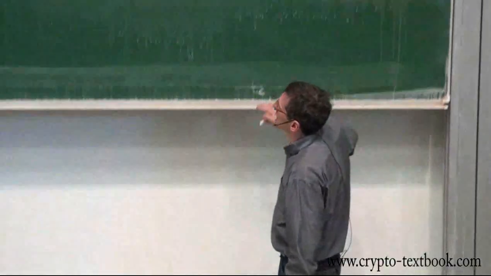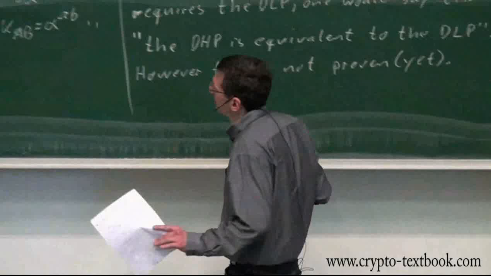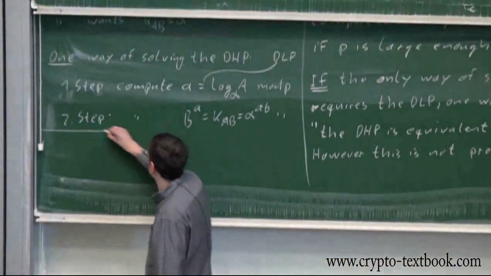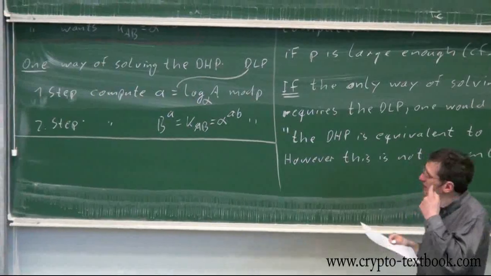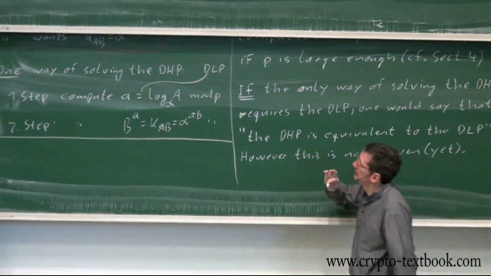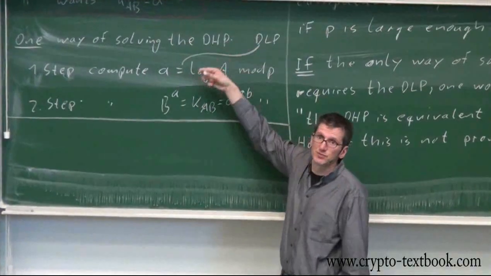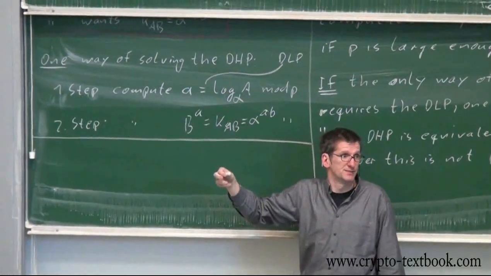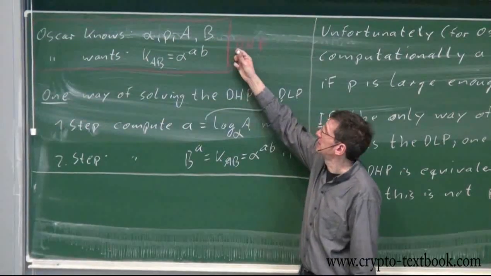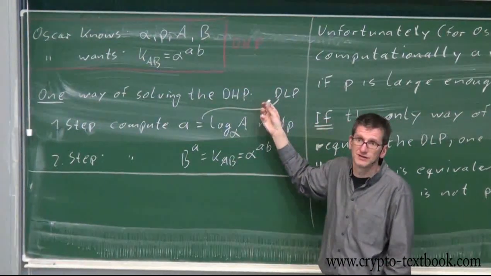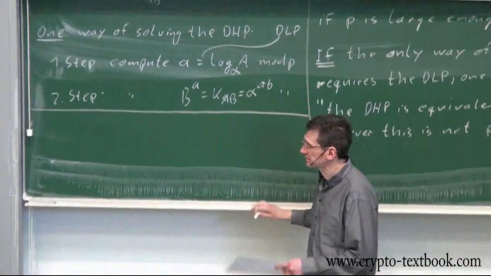Maybe one addition here, which is probably of more practical relevance. With discrete logarithm problems, there are pretty strong theoretical indications that these two problems are in fact equivalent. That means the only way of computing the Diffie-Hellman problem requires solving the DLP. This is very different in the case of RSA, okay?